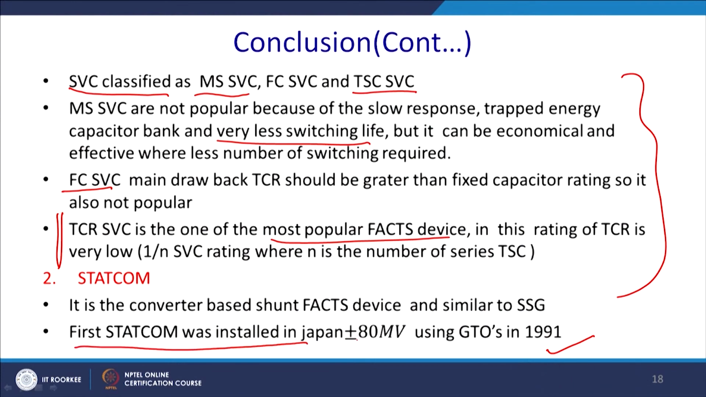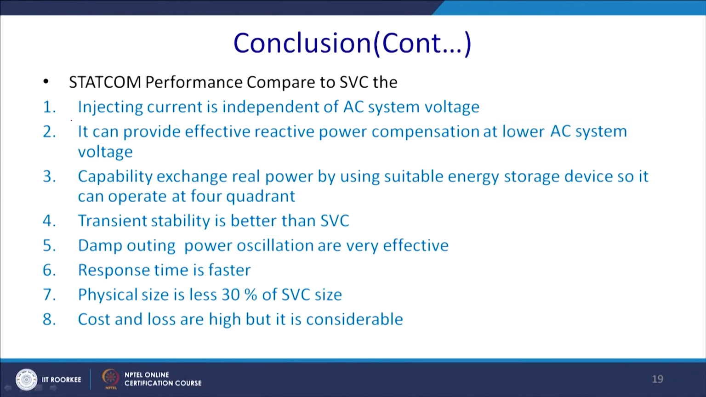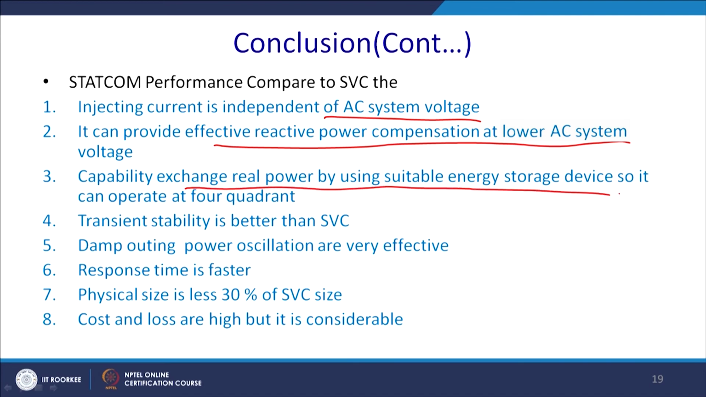The first STATCOM was installed in Japan, up to plus minus 80 megawatt with GTO in 1991, and this is a comparison of the SVC and the STATCOM. Injecting current is independent of the AC system voltage. We have already discussed all those issues, but to recapitulate in conclusion: it can provide effective reactive power compensation at lower AC system voltage. It is the same because it is independent of voltage sag as well. It has the capability to exchange real power using suitable energy storage devices, and thus it can operate in all 4 quadrants.